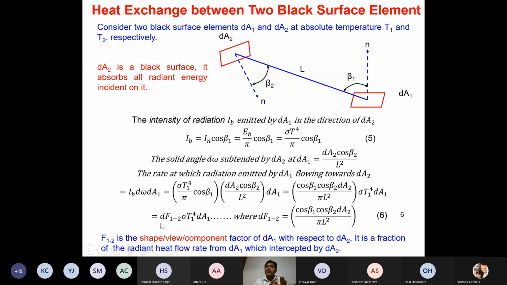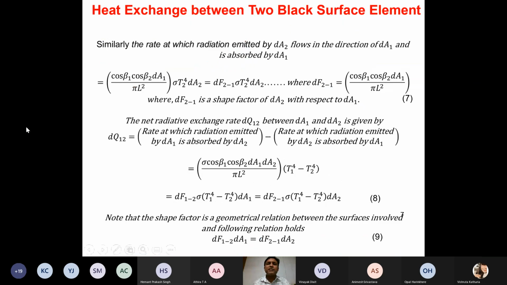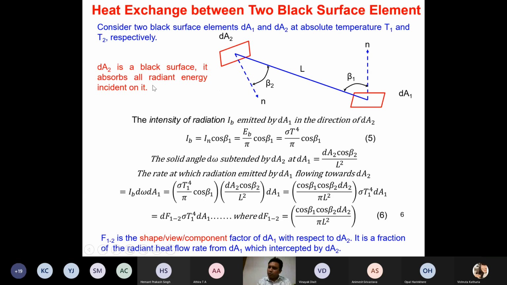Now in this case, we have found the rate at which the radiation emitted by dA1 is intercepted by, or flowing towards, dA2. In a similar manner, we can find the rate at which the radiation emitted by dA2 flows in the direction of dA1. That expression will be obtained as cos beta 1 cos beta 2 dA1 over pi L square, sigma T2 raised to the power 4 dA2. This is just from analogy; we can prove it also.